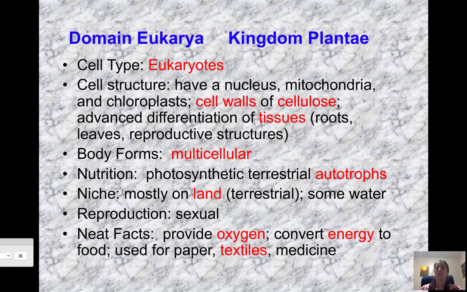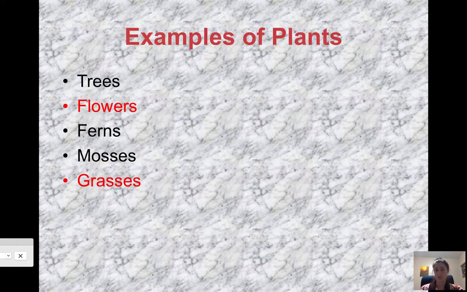They're terrestrial usually, but we do have some in the water, like sea kelp, and we have mangroves that kind of live in salt marshes, so we do have some that can be water-based. They have sexual reproduction through spores, so they can send out their pollen, and we need pollinators for that. They provide oxygen, they convert energy, and we use them for a lot of things in our textiles, medicine, so plants are really essential for our growth as humans.